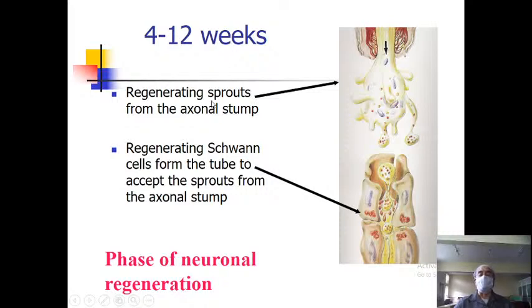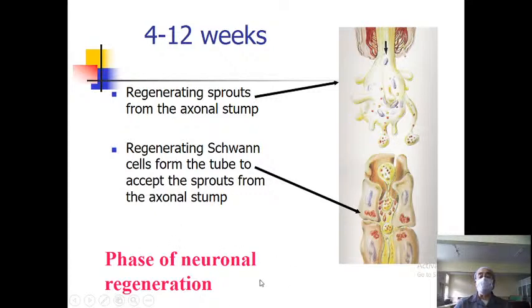After 4 to 12 weeks, what happens? The regeneration sprouts from the axonal stumps. So the axonal stumps which are cut here, they start sprouting in the hope that they will find their correct place and a nerve can be regenerated. If an axon can find its original position, original endoneurial tube, then it can function as a normal cell. And the regenerating Schwann cells form a tube to accept the sprouts from the other stump. See, this is the distal or Wallerian degeneration. Here, this is the retrograde degeneration. They form the tubes in which these sprouts of axons come and sit. So this is how a nerve regenerates.